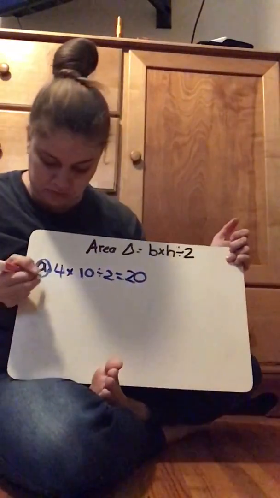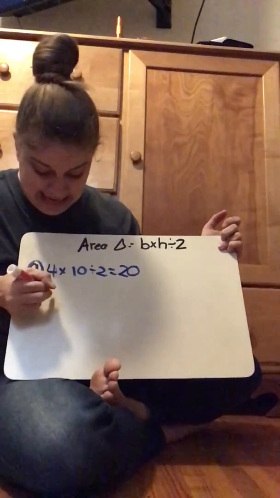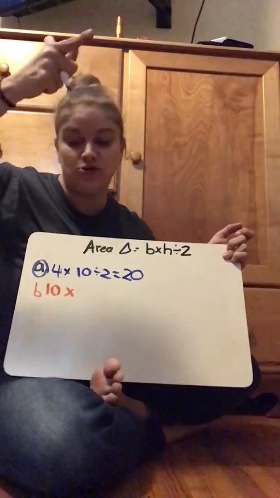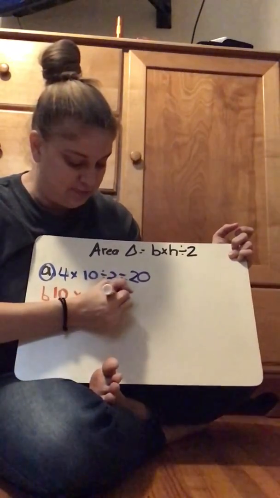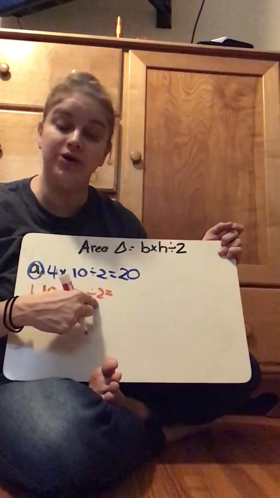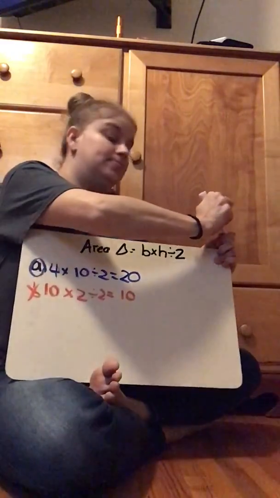B, your base is 10 and your height is the line going straight through the middle, which is 2, and then divide that by 2. So 10 times 2 is 20, and then when you divide that 20 by 2, you get 10. So B will not work.